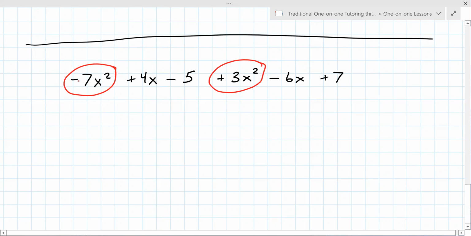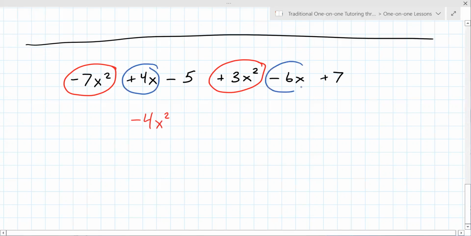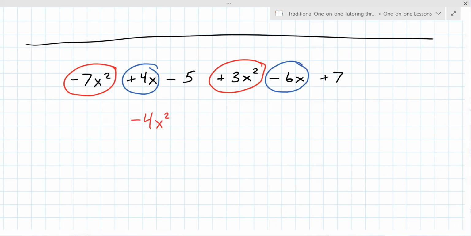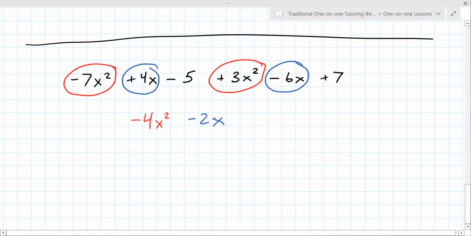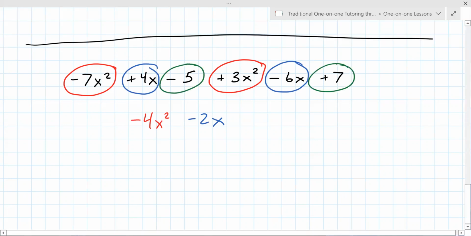Yeah, because the minus 7 is further from 0, so that means it's contributing more negatively than the 3x squared is positively. Negative 4x squared. Good. Okay, so how about when we combine the positive 4x and the minus 6x? Negative 2x. Okay, and then the last one there, when you combine the minus 5 and the positive 7?